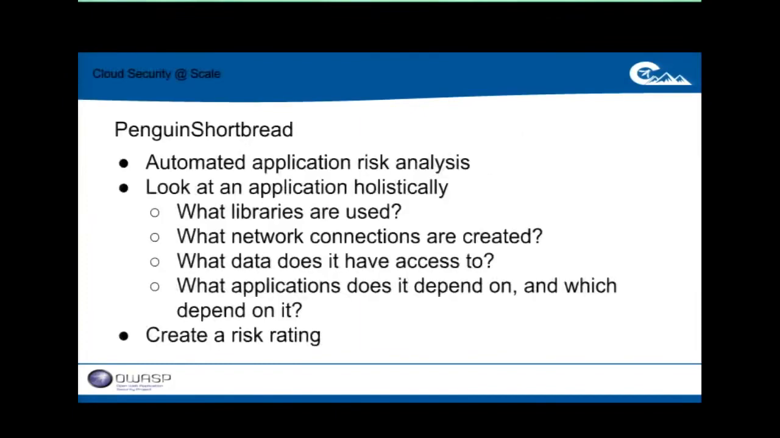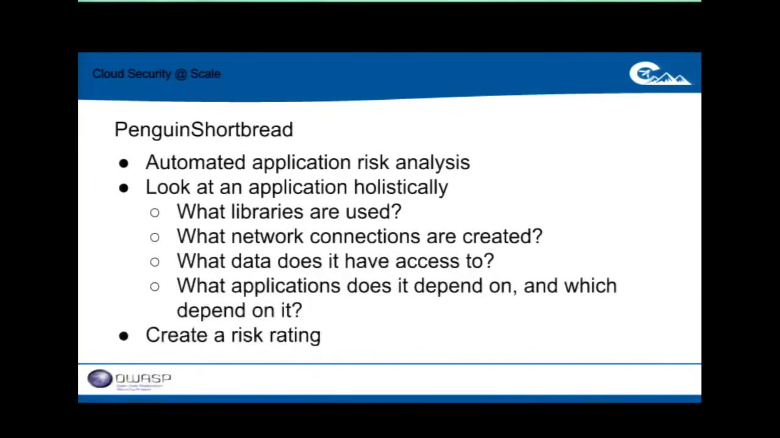This one's called Penguin Shortbread, and I think the concept here is really interesting and something that you might be able to apply internally. So the concept here is that you have applications in your environment and you have a lot of interesting information about them. And based on that information, you really can infer risk or how important an application is in your environment based upon information that's easily available to you.